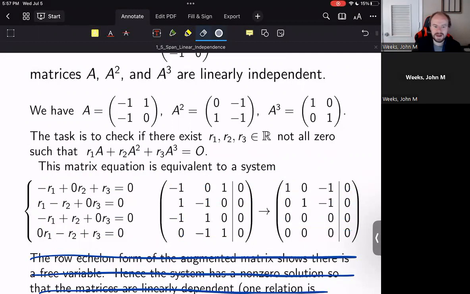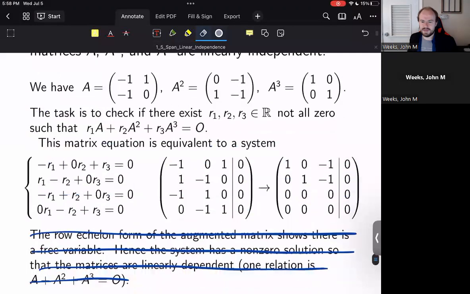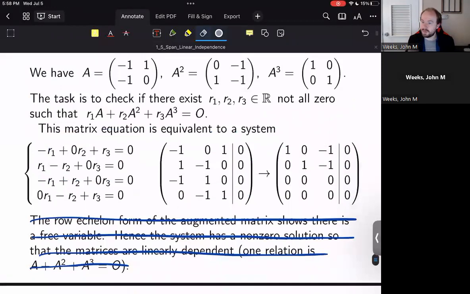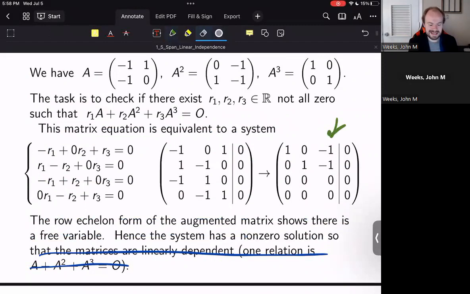And it turns out, by the way, that there is a free variable in this system of equations. Well, what do we know if there's a free variable? Notably, when we do a row echelon form on this, there is a column where there is not a pivot element, namely this one right here. And so hence, we know that the system has a non-zero solution so that the matrices are linearly dependent. That's us using that theorem again, theorem 1 this time, to kind of help us out there.